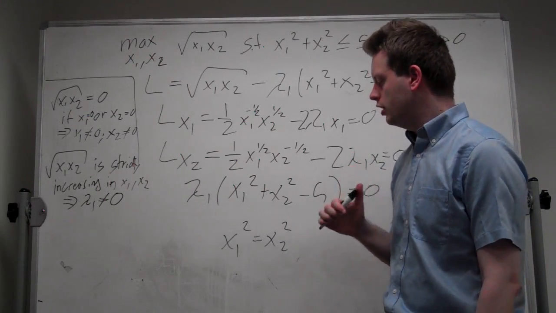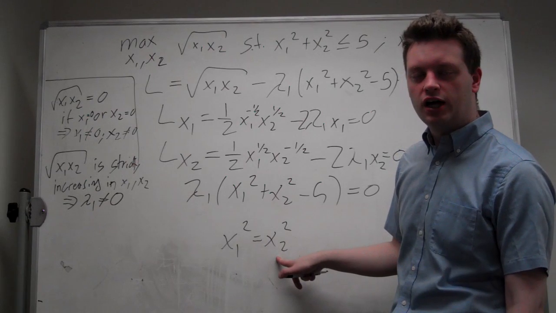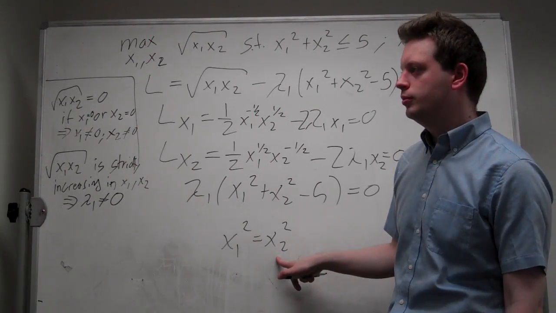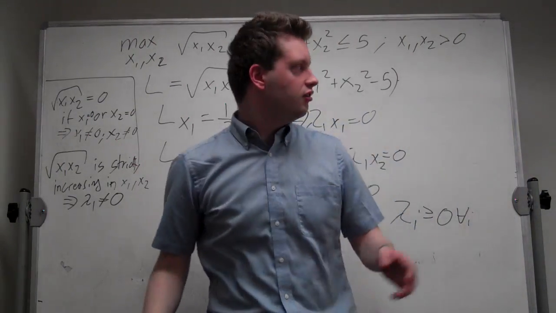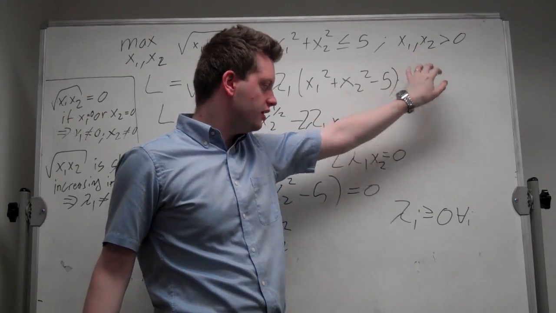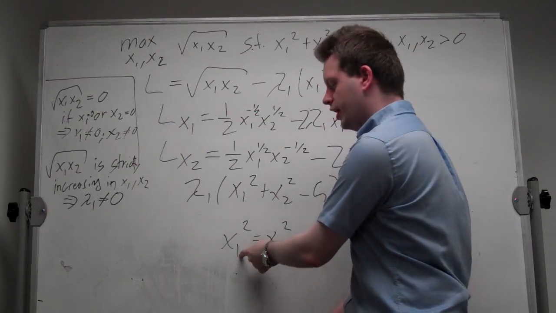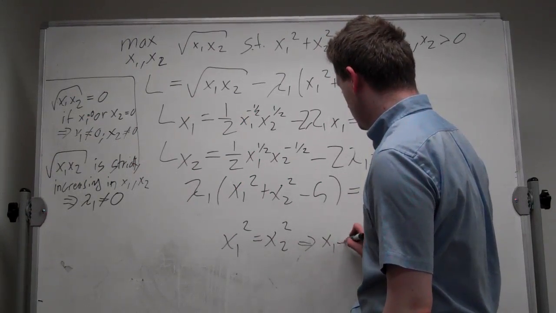So, wait, now we can have several solutions, right? x1 and x2 could be negative. Well, but wait, our constraint here says otherwise. Given this constraint, they both have to be positive. For that, there's only one solution, where x1 squared is equal to x2 squared, which implies that x1 equals x2.